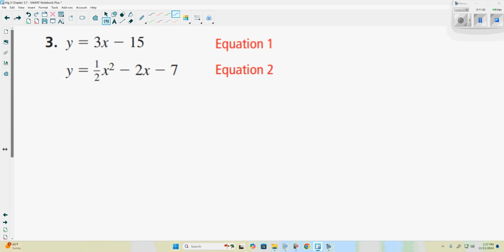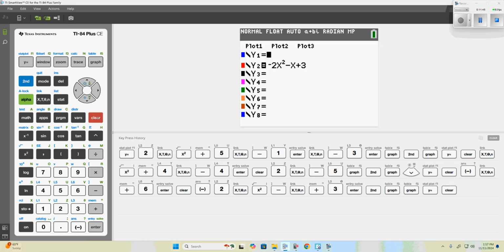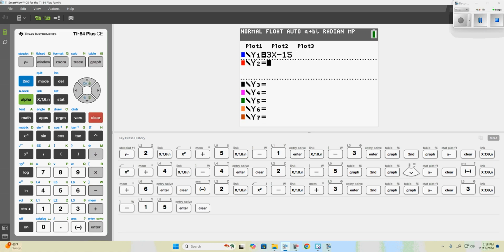Let's look at one more of these. y equals 3x minus 15 and y equals 1/2 x squared minus 2x minus 7. And again, we're solving these by graphing. So we can grab the graphing calculator, hit y equals. First one, 3x minus 15. Now the second one, we have 1/2 x squared minus 2x minus 7.